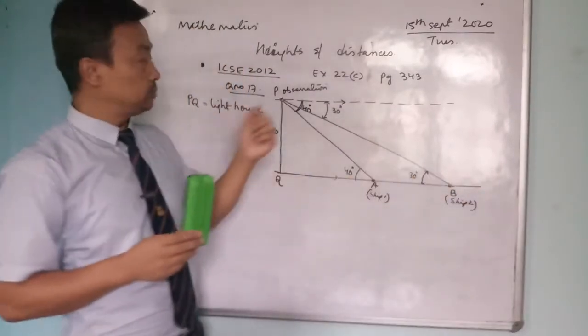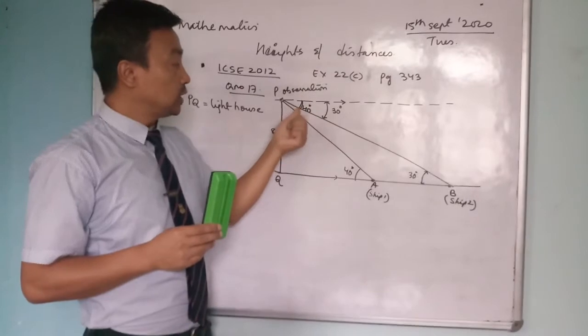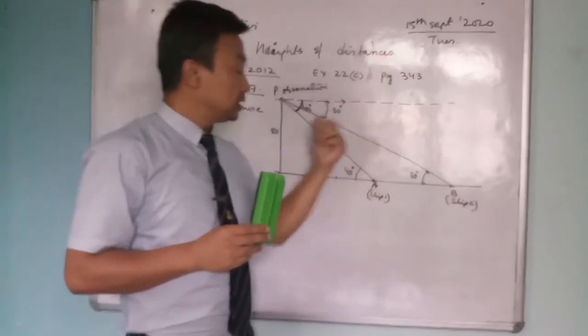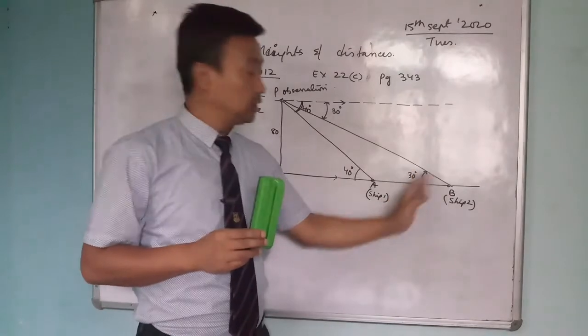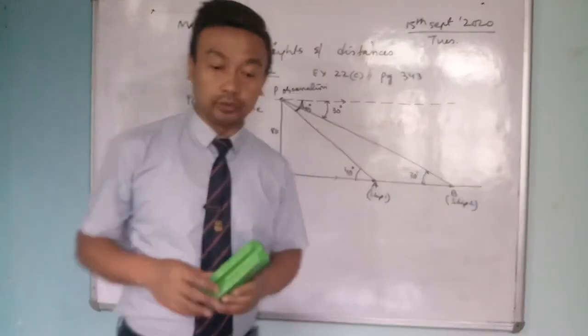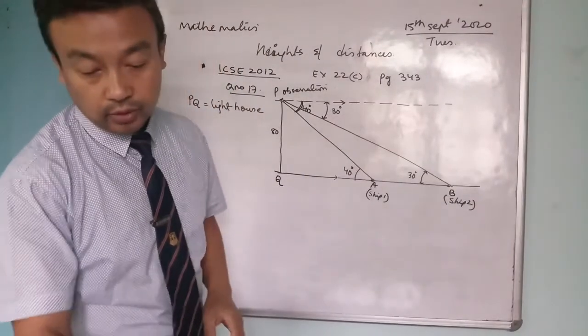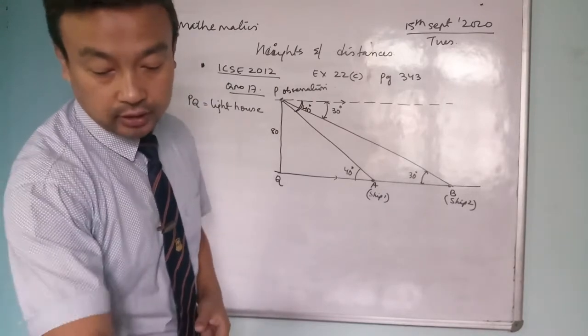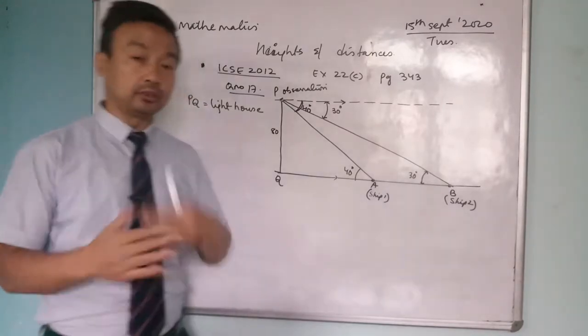So two angles of depression are made. The first one is 40 degrees, which is nearer the lighthouse. The second one is 30 degrees, which is further from the lighthouse. Now, what do you have to find? Find the distance between the two ships. Give your answer correct to the nearest meter. So you have to round off.